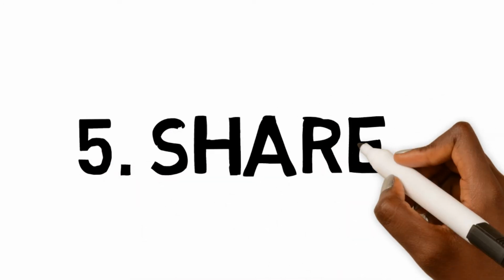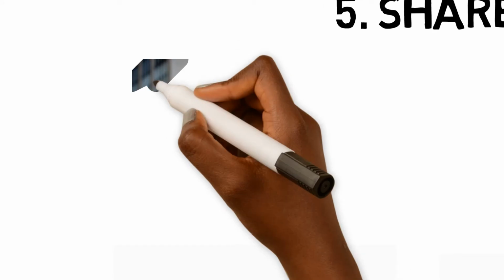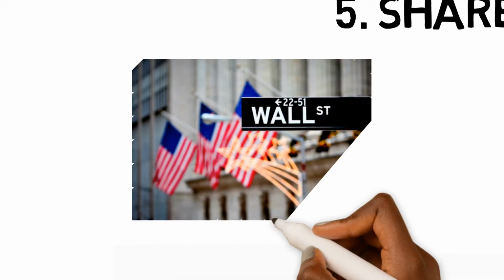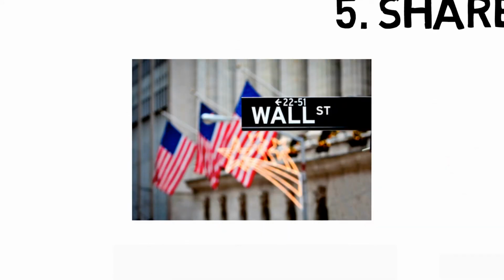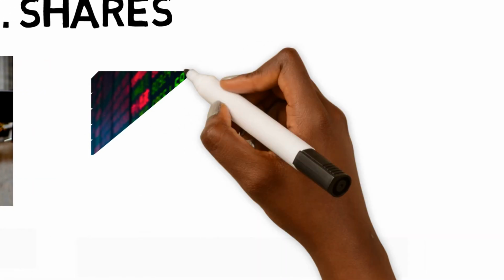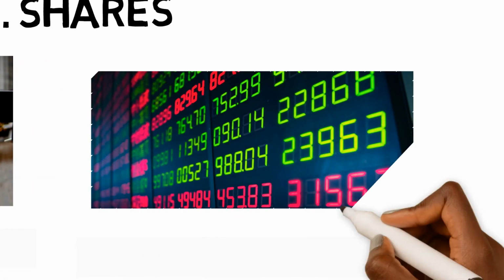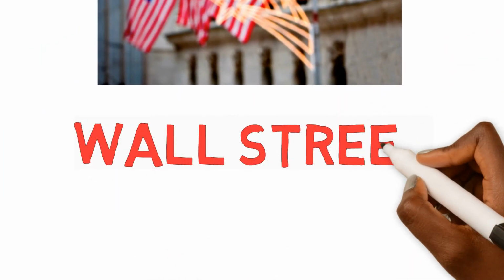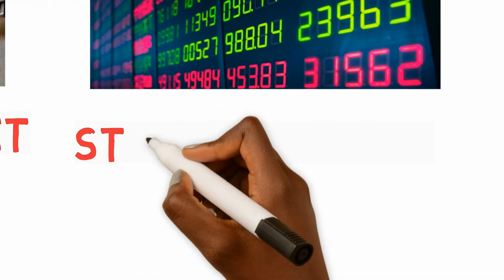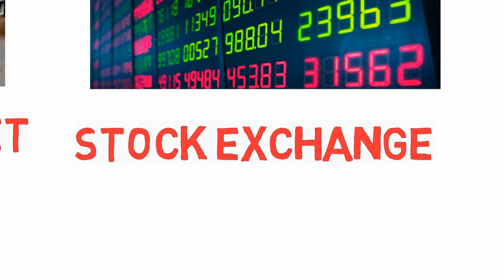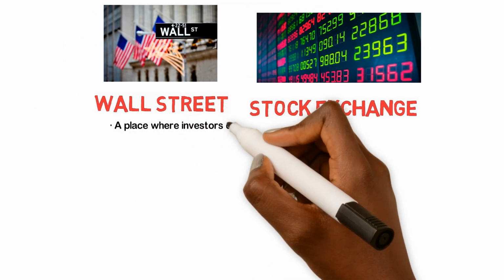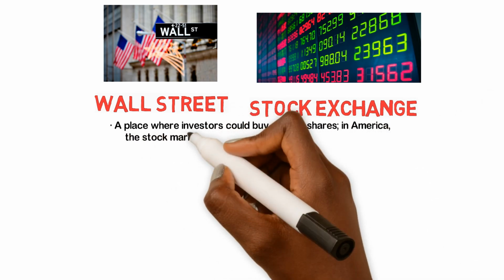The fifth and final reason is shares. So, where did the companies get all this money from to expand, invest, and create all these consumer goods? And we have to talk about the stock market, which is located on Wall Street in New York. And this is where people went to buy shares of companies in the hope that they would make a profit. This led to companies increasing investment. Buying stocks or shares is the same thing.